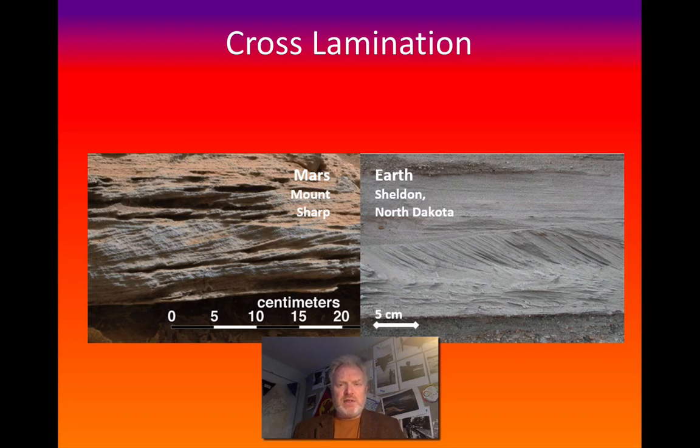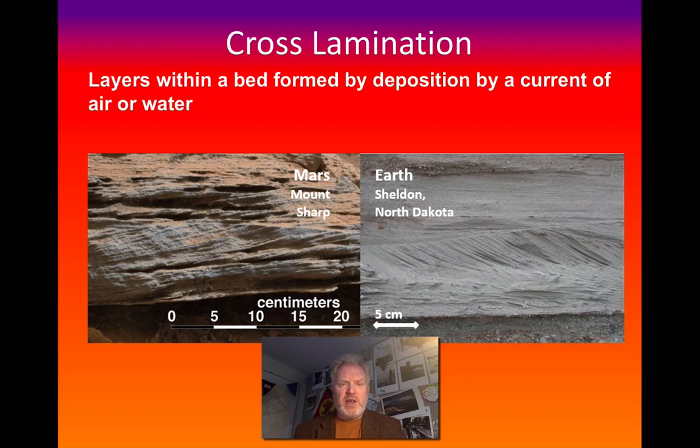The next pair of images is of a much more detailed geological structure. This is a feature we call cross-lamination. Now, cross-lamination are layers within a bed of rock. They're formed by deposition by a current, either of air or a current of water. So this is by the wind or by, say, a river. Sand gets deposited on the downwind or the downflow direction of a big ripple.